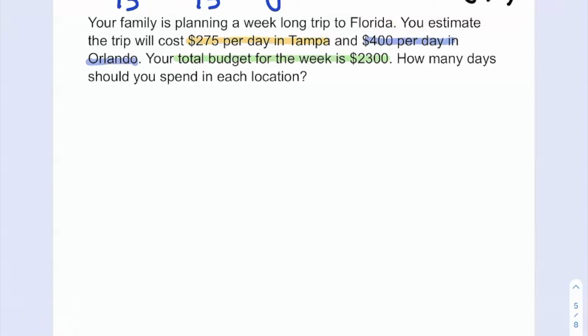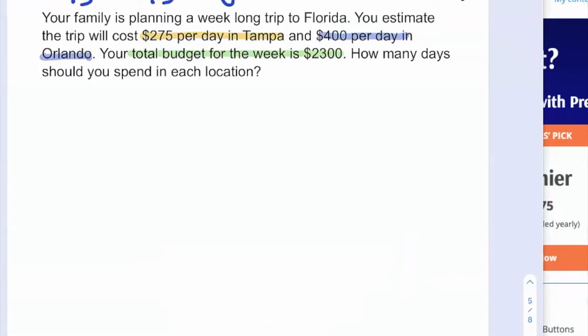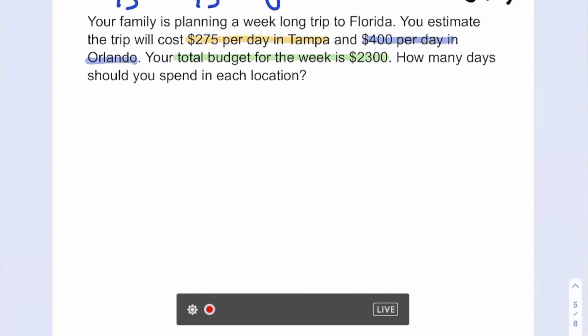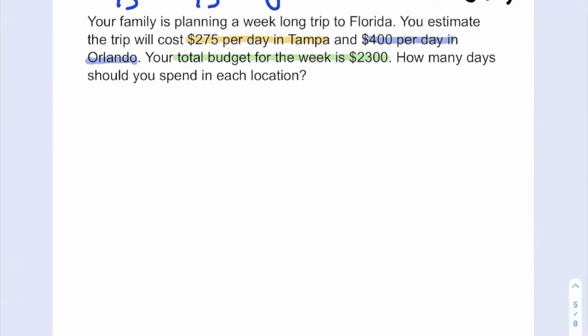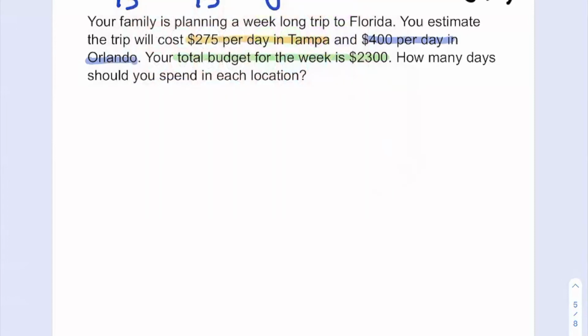The first thing I always ask myself is, what are my totals? For each of these problems, you should have 2 totals. Well, I know one total is going to be the dollar amount. Now you have to ask yourself, what's your other total?